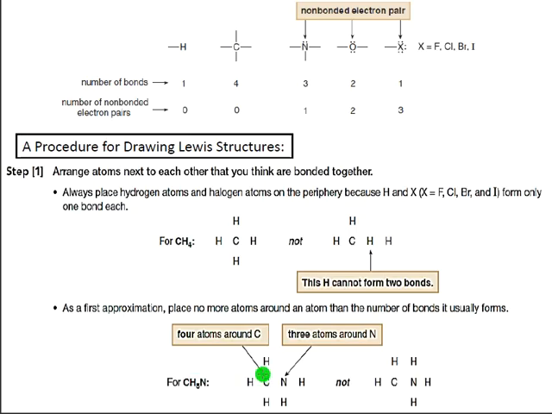for carbon, put around the carbon 4 atoms. Why? Because the carbon is tetravalent. Put around, for example, the hydrogen just 1 atom. Why? Because the hydrogen is monovalent, and like that.